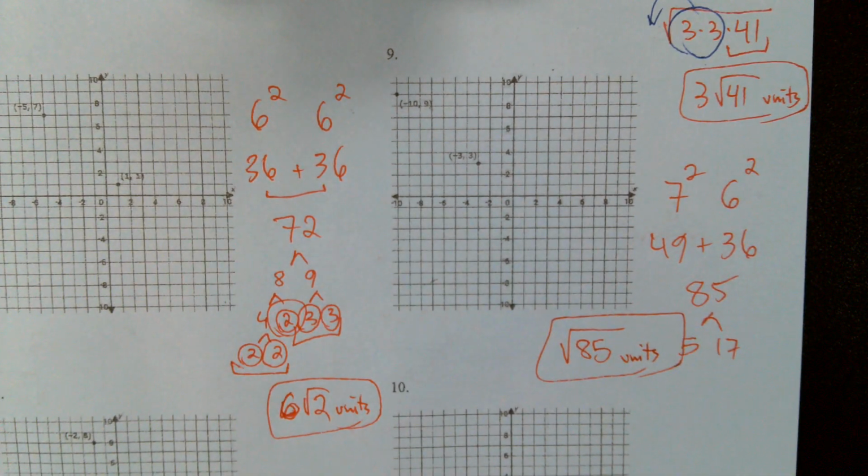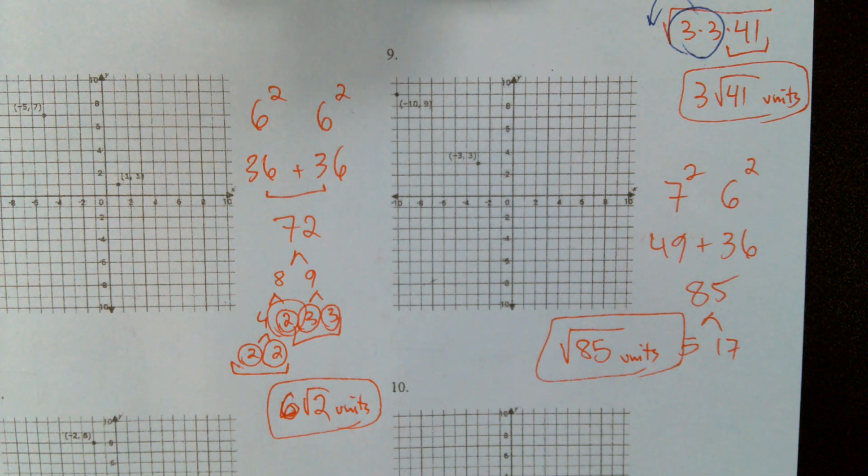Not 85 units, right? Not 85 units, the square root of 85 units. Remember, if we estimate our square root, we could say that the actual distance between these 2 points is in between 9 and 10 units.